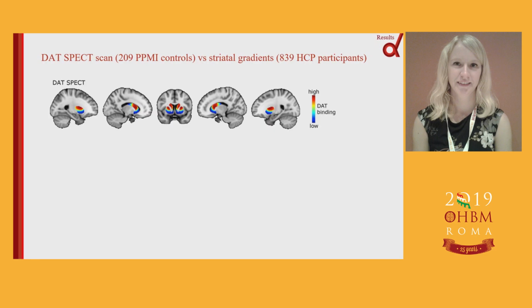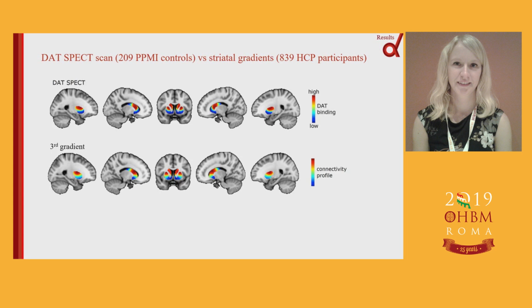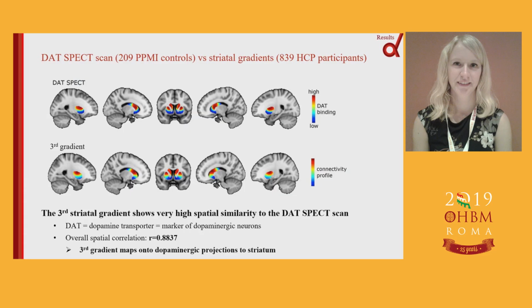When we then compare the DAT-SPECT scan with the third striatal gradient obtained by applying connectopic mapping to resting state fMRI data, we can see the huge correspondence between the two. The actual overall spatial correlation is 0.88, so very high. So what we've shown here is that the third striatal gradient obtained from resting state fMRI data maps onto the DAT-SPECT scan and therefore maps onto dopaminergic projections to the striatum.